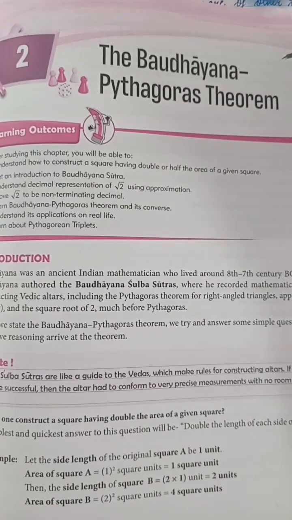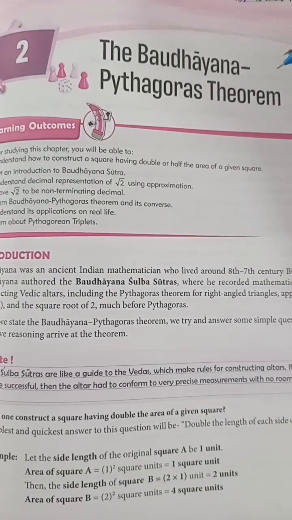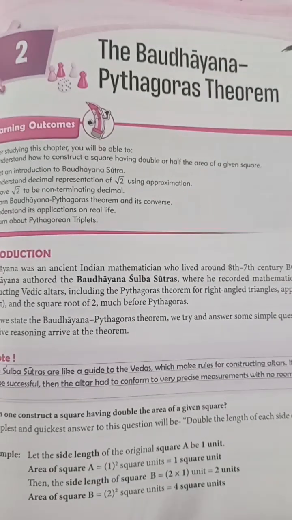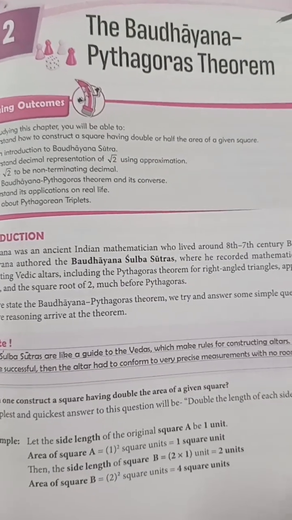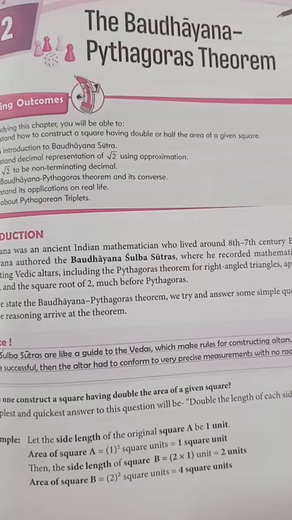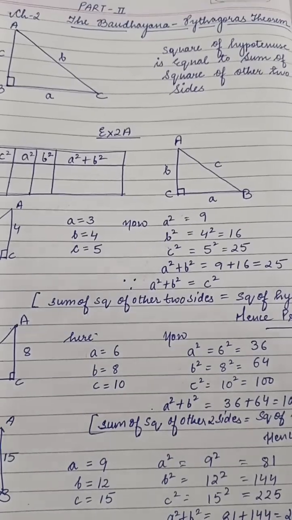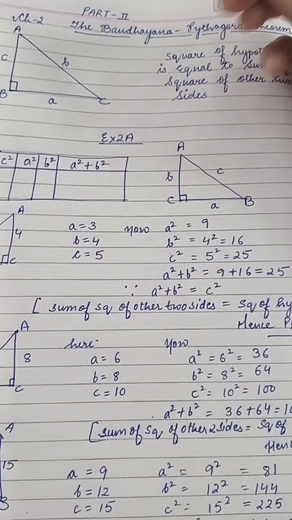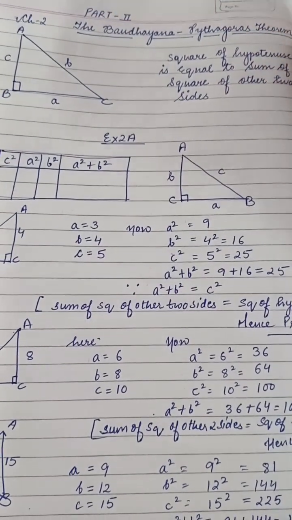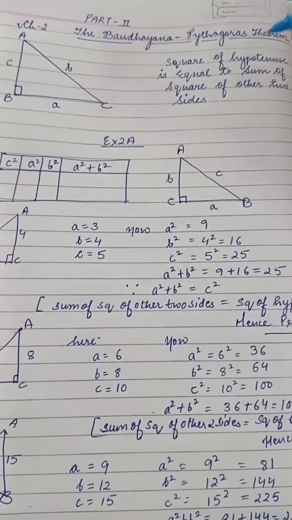Today we are going to start chapter 2, the Bodhayana Pythagoras theorem. It is from part 2 of your book. Come to page number 249 for the start of this chapter. Note down this chapter in your classwork notebook: chapter 2, the Bodhayana Pythagoras theorem.